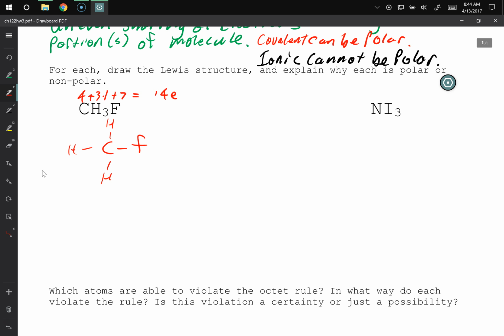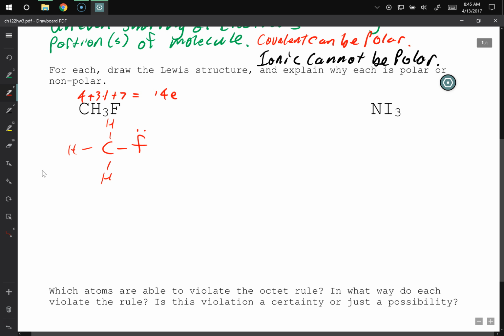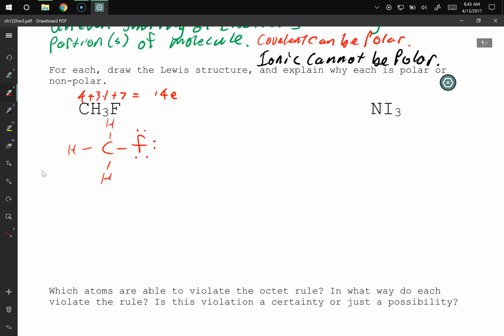How many electrons have I used so far? I used 8 of my 14, so I have 6 left. Anybody happy? Hydrogens, absolutely. Anytime I've got a hydrogen making a bond, they're happy. Anybody else happy? The carbon, right? It's got 2, 4, 6, 8, so its octet is satisfied. The fluorine is definitely unhappy, so let's go ahead and use my other 6 electrons, and there you go. There's your Lewis structure. Is this guy polar or nonpolar? So what do you need to figure out now?